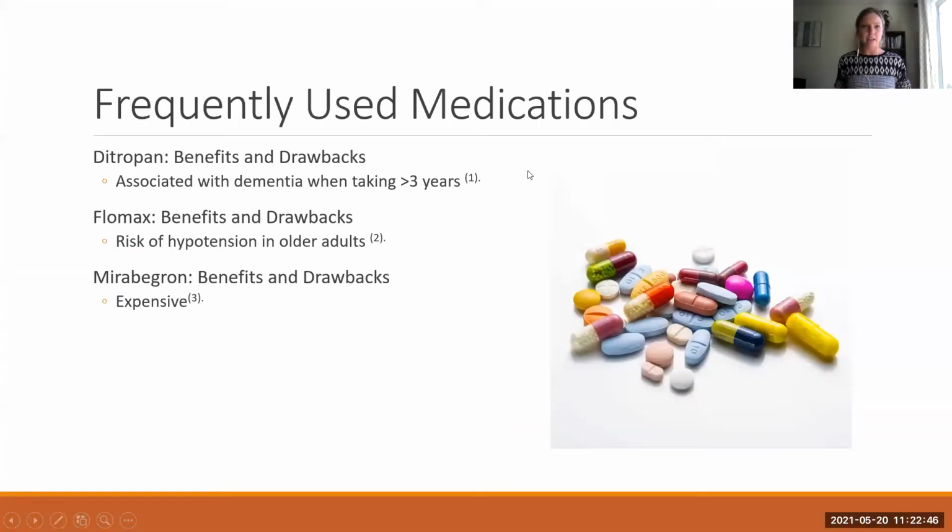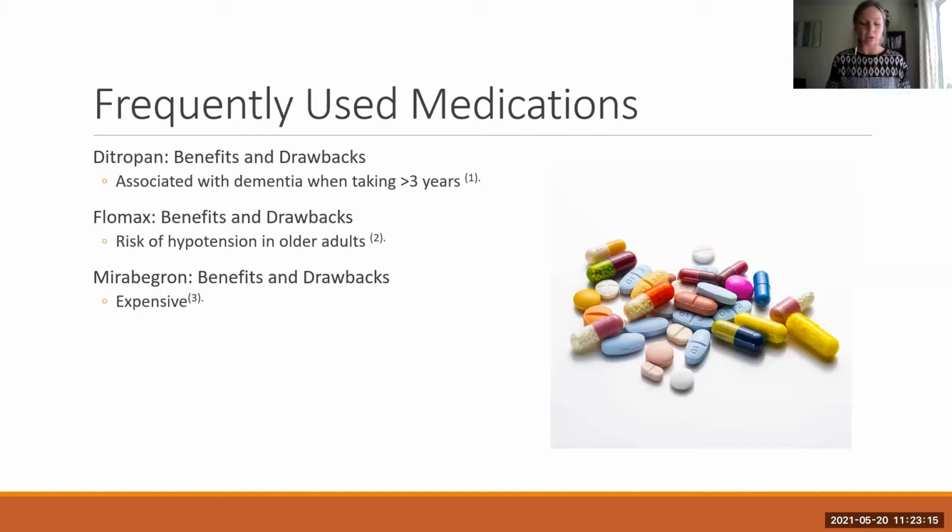Okay. Next, I'm talking about frequently used medications. So I talked about a lot of stuff. There are 3 medications here, though, that I want to talk about specifically because number 1, Ditropan, is a common medication that's associated with taking when people have incontinence. Ditropan is this class of medications called anticholinergics.